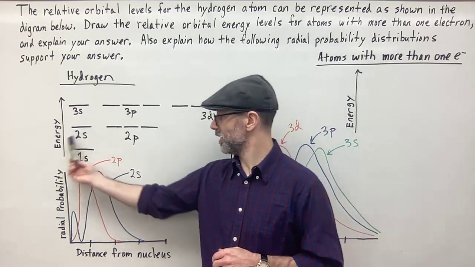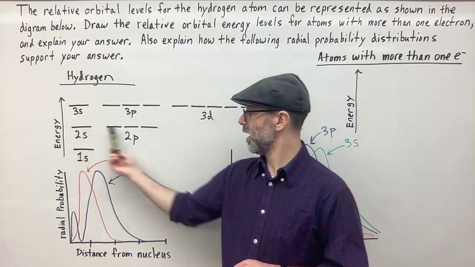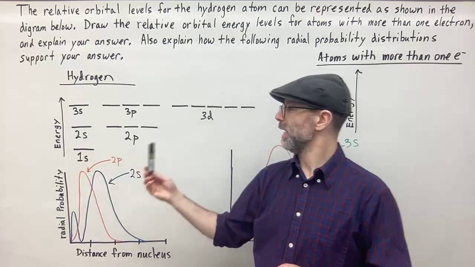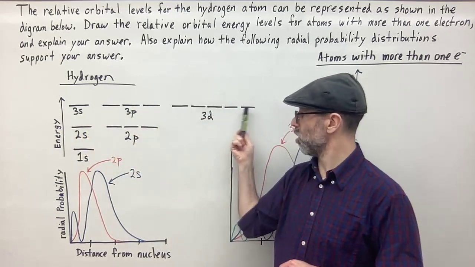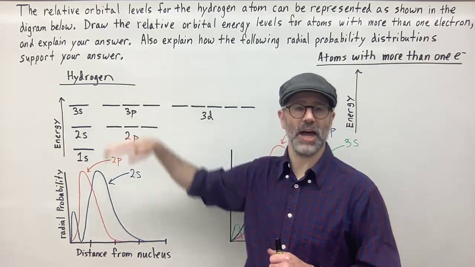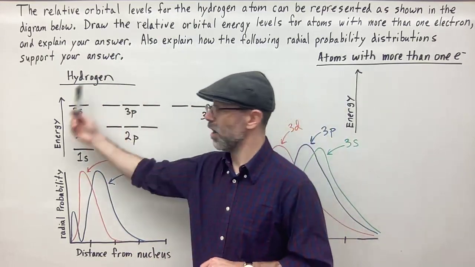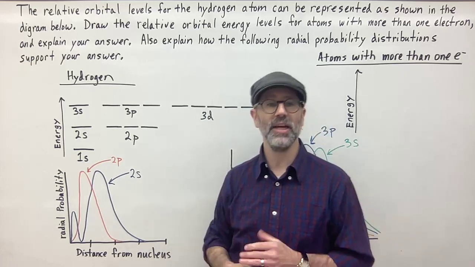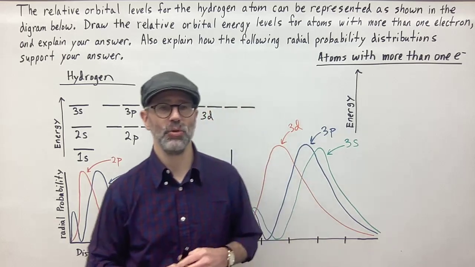So you'll see the 1s is lowest, and then you'll see the 2s and the 2p sublevels are at the same energy level. And then you'll see that all of the energy level 3 sublevels are all at the same energy level. And then we could continue with 4 and 5 and so on, but this is enough to get the idea. So this is what the energy levels look like in an atom like hydrogen that only has one electron in it. Okay, so let's continue with the question.